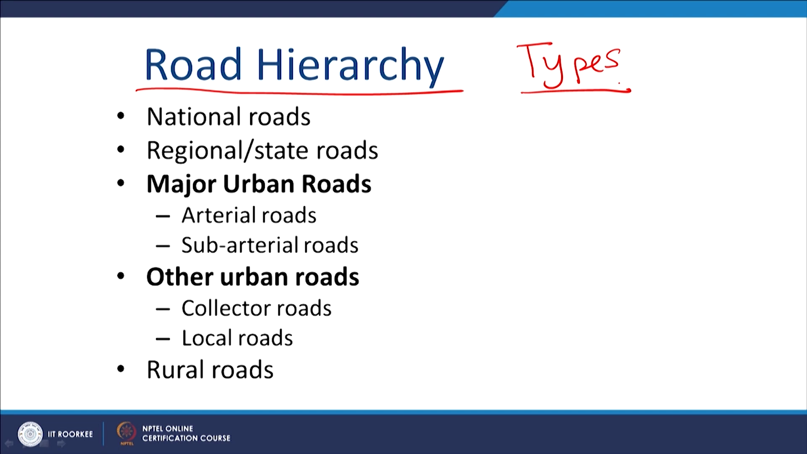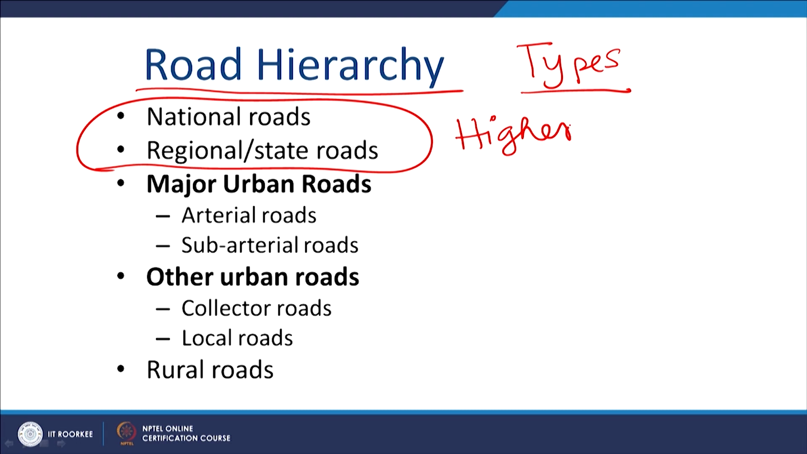So, when you make the new roads, there are various kinds of road. The national roads and regional and state level roads are the higher category, which is done by specific organizations like the National Highway Authority of India. At the state level, they have the state PWD department, who construct the regional state level roads.